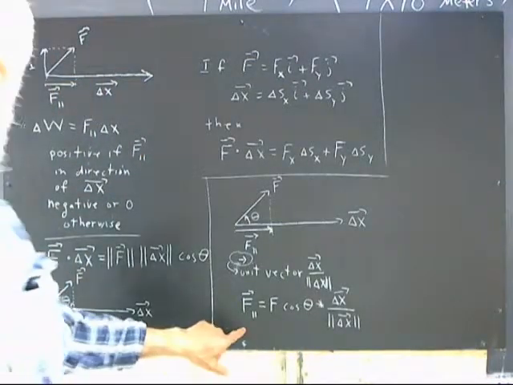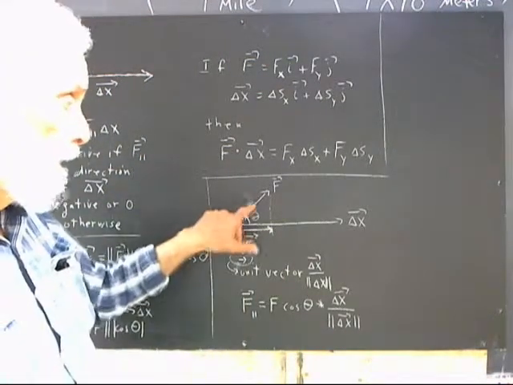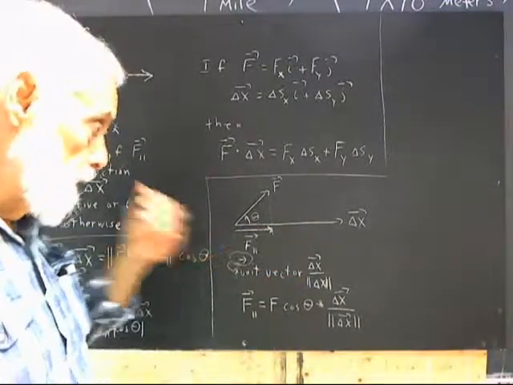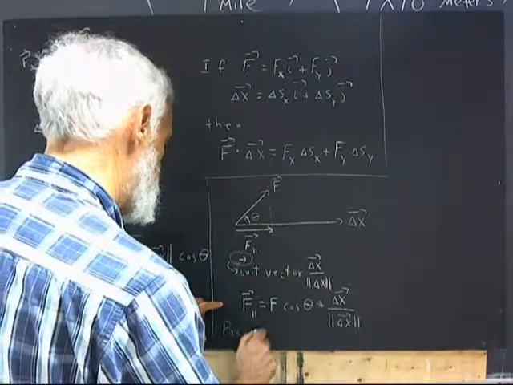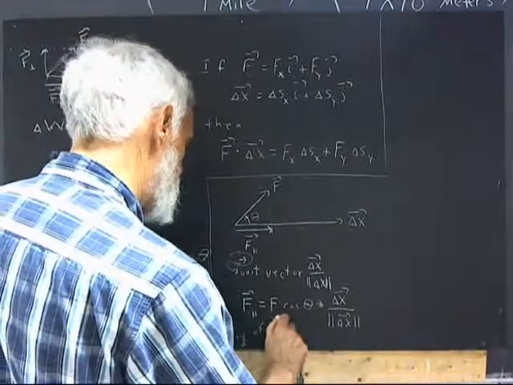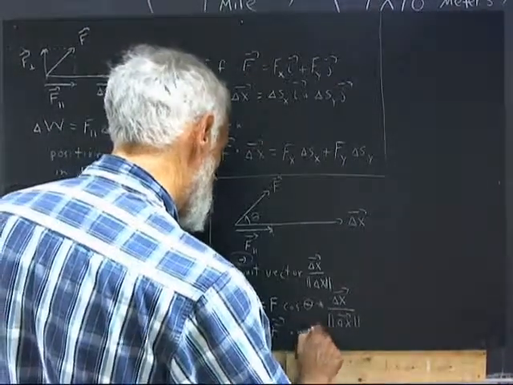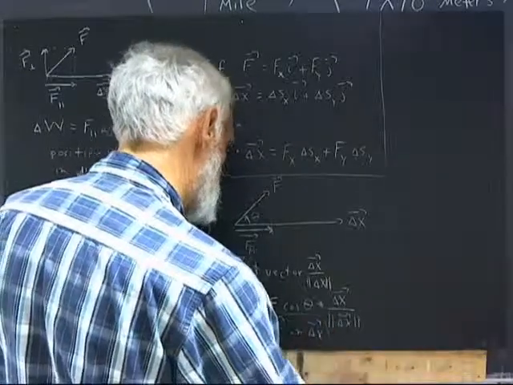And we have a name for this. We call this the projection of F on the vector delta x.